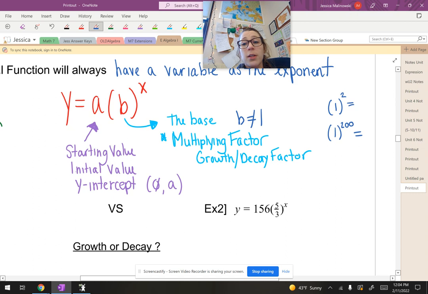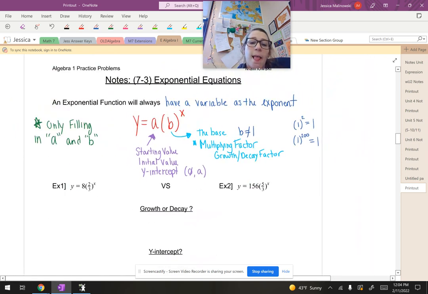1 times 1 is still going to be 1, even if it's 1 times 1 times 1 times 1 times 1 times 1, 100 times. So that's why we're never going to see a base of 1, because it wouldn't really do anything. It's not going to change anything. It's going to give you the same answer over and over and over again. Boom.